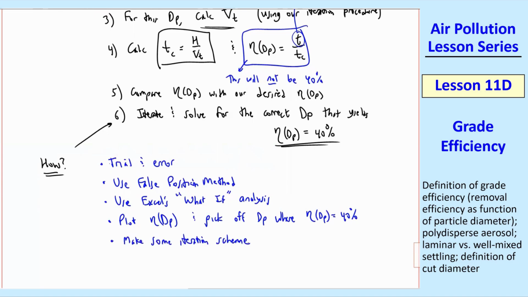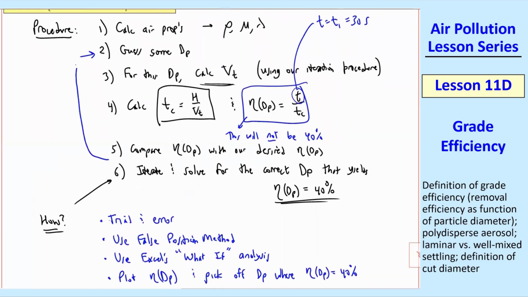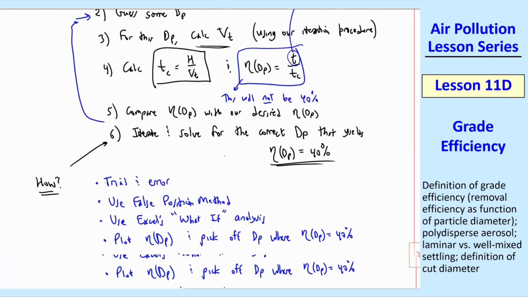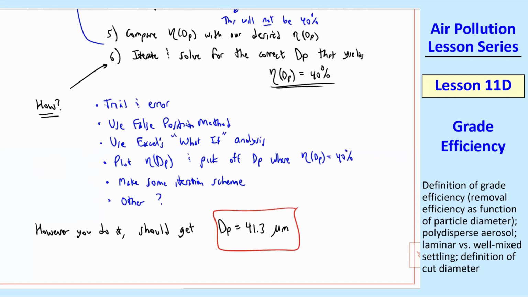You can make some iteration scheme like we did for calculating vt, where you start with a guess and then somehow you come up with an equation for a new dp after step 5, and then go back to step 2 and repeat for a new dp, and then hopefully that will converge fairly quickly also, or any other way you can. Some software packages will iterate for you to find the answer. However you do it, you should get 41.3 microns as your dp. And make sure you can do this before you try the quiz or homework, etc., as usual.